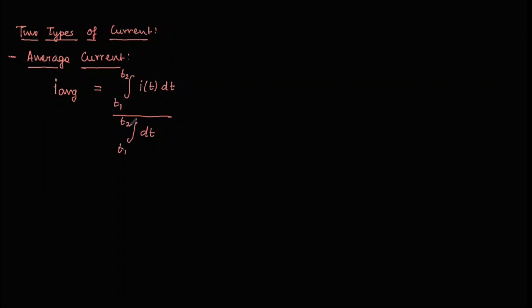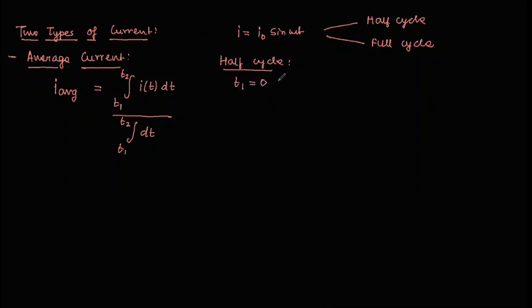So over here we are calculating the average current. If we are considering that the alternating current is given as I is equal to I naught sin omega t, we are calculating the average value for half cycle and for the full cycle of the alternating current. So first of all we are calculating for half cycle. When I say half cycle, we are taking time frame from t1 equal to 0 to t2 equal to pi by omega.